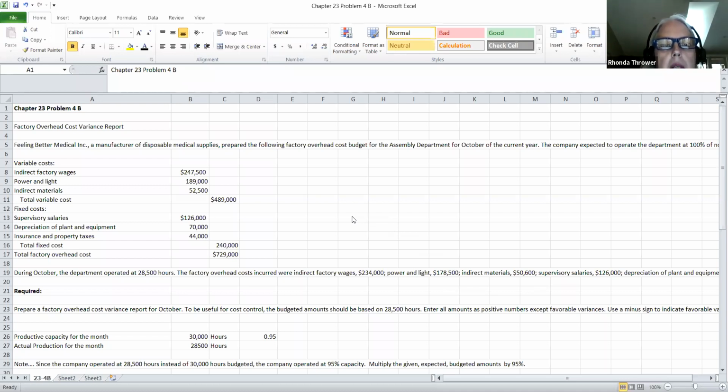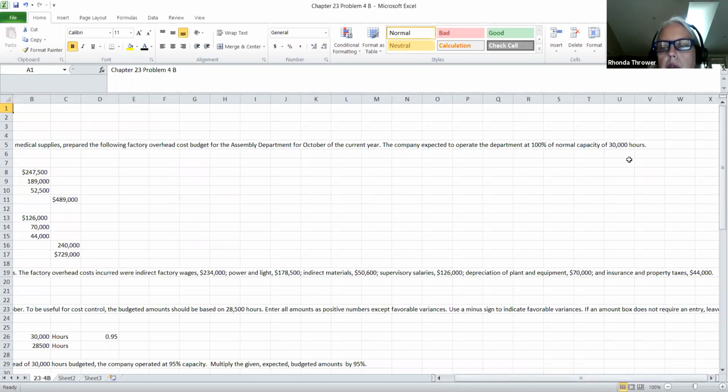And we're going to be the Feeling Better Medical Incorporated Company, who is a manufacturer of disposable medical supplies. They prepared the following factory overhead cost budget for the assembly department for October of the current year. The company is expected to operate the department at 100% of normal capacity, which is 30,000 hours. Normal capacity is what they think they'll be operating at. And it's going to take them 30,000 direct labor hours to operate at 100% capacity.